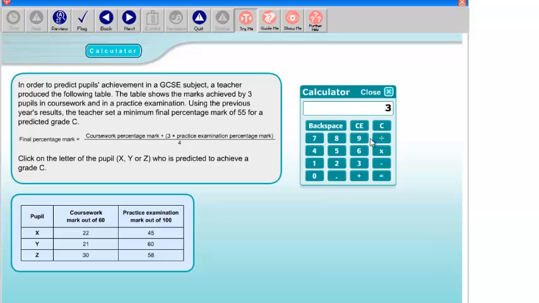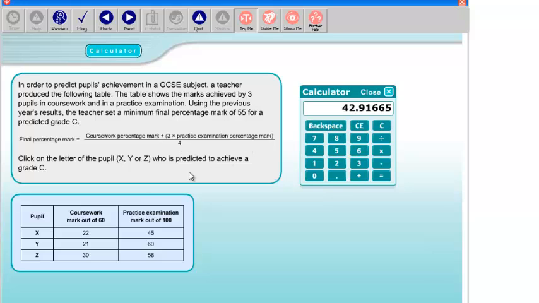We do 3 times 45, it's 135, and we add on that 36.6666 that we just worked out a minute ago. We get 171.6, and then the formula says to divide all of that by 4. So we'll do that now. Divide by 4, and we get 42.9.